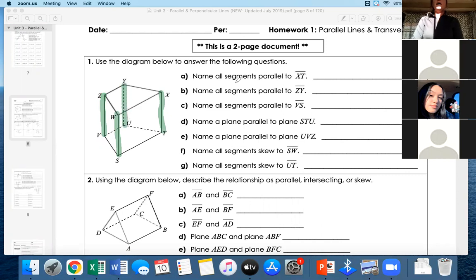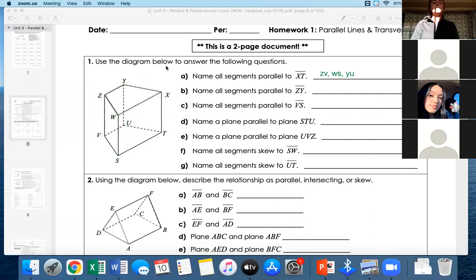Do you notice how if I draw these straight, all of these lines are parallel, okay? So all of those would be the answer to this. So we have ZV, WS, YU, okay? And those are all segments that are parallel to XT. So now we need to erase these lines and look at the next one.